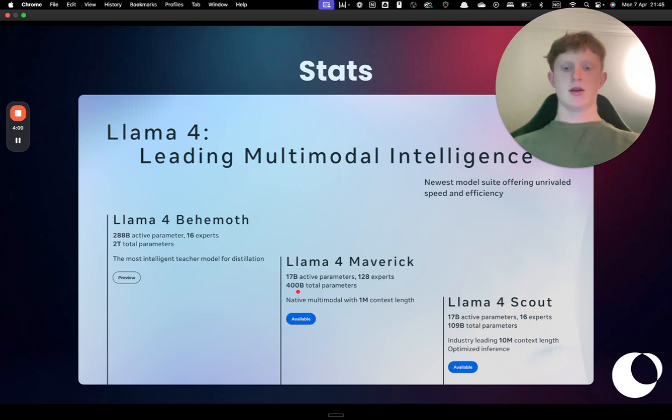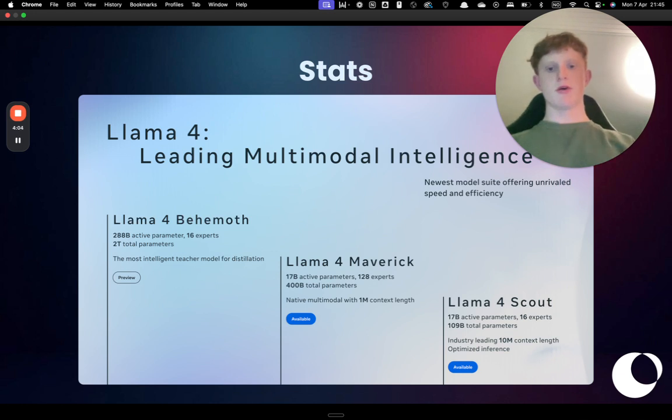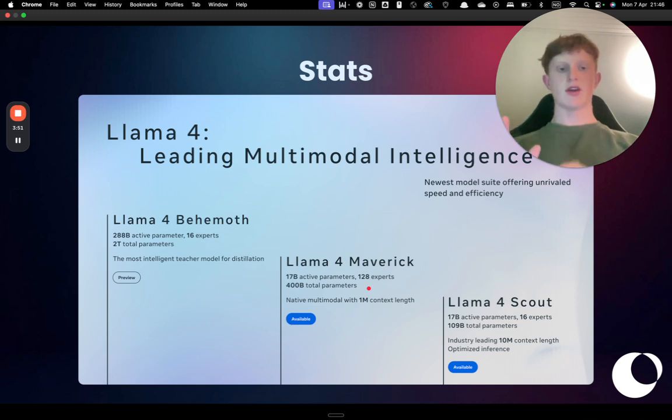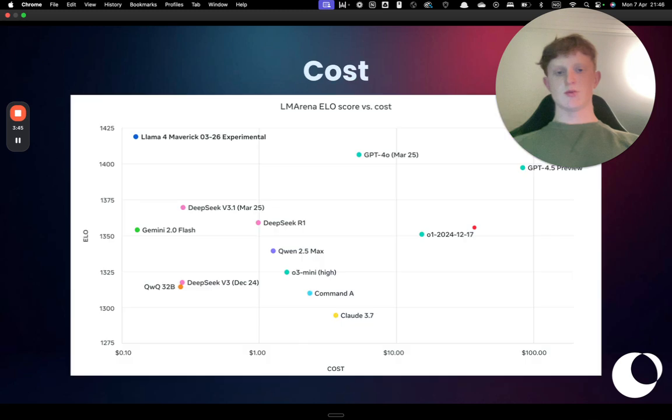If you don't know what those mean, 400 billion total parameters is just like brain cells for us humans. So 400 billion parameters is like brain cells for AI, while 17 billion are used when doing most tasks, and 128 experts is like one expert in science, one in mathematics, etc. So that was really quick.